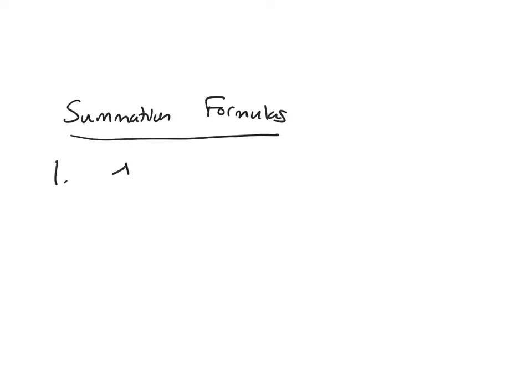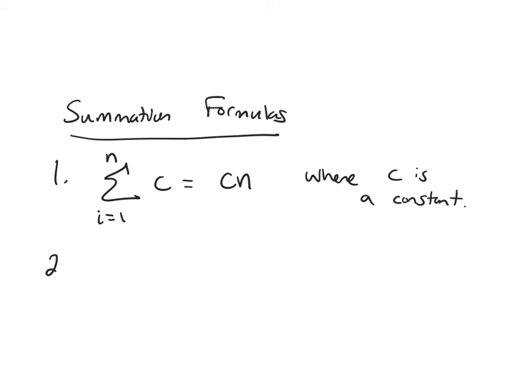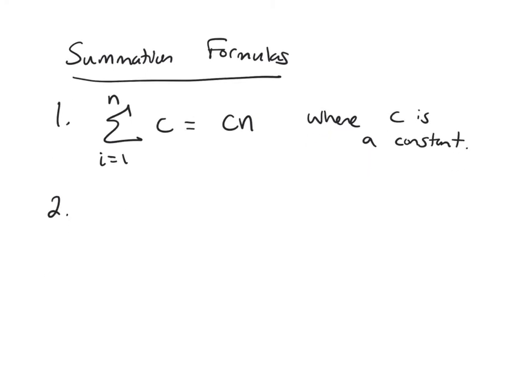So now that we've gone over summation notation, let's talk about some summation formulas. The first formula is if I'm taking the sum of a constant, well then it's just going to be C times N. The second summation formula is if I sum up I equals 1 to N of I, this is N, N plus 1 over 2.